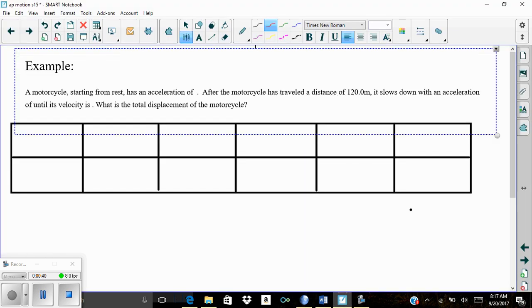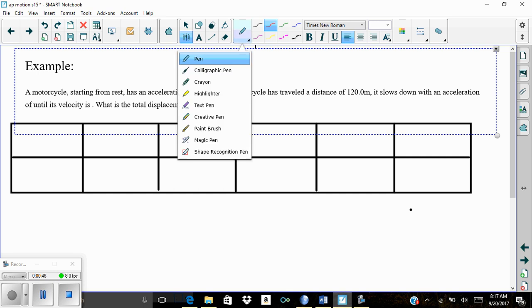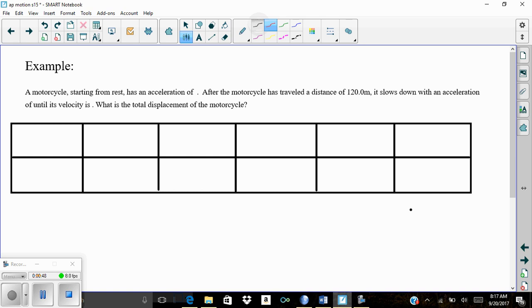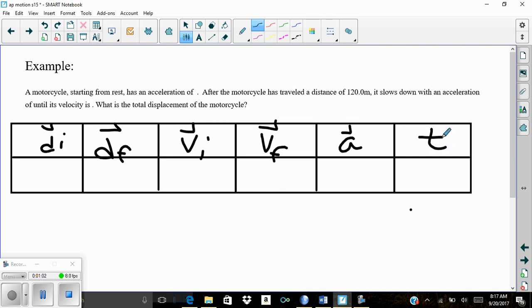Okay, so I'm going to have to go back and forth to get those numbers that didn't copy over. First thing I'm going to do is write my information in my boxes. I have D initial, D final, V initial, V final, A, and T. I want the total displacement.